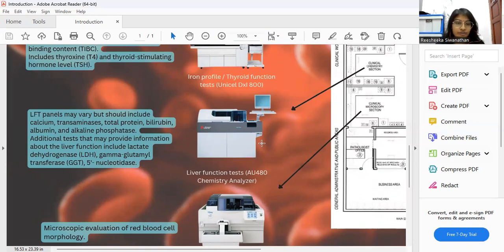The analyzer used is the AU480 chemistry analyzer from Beckman Coulter. It can run up to 400 photometric tests per hour and is easy to operate.